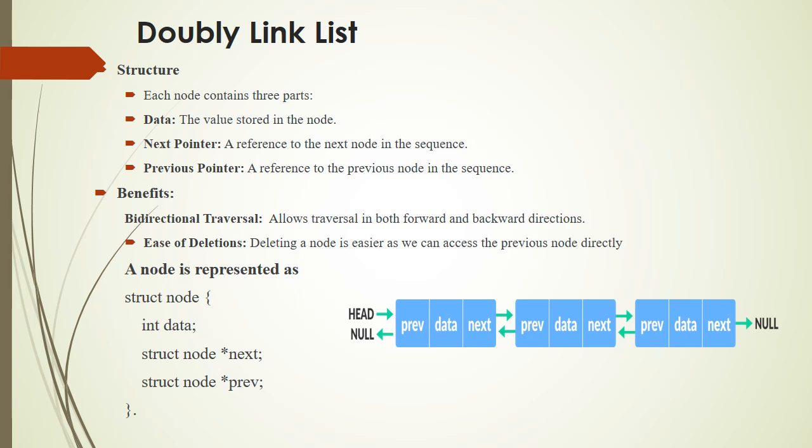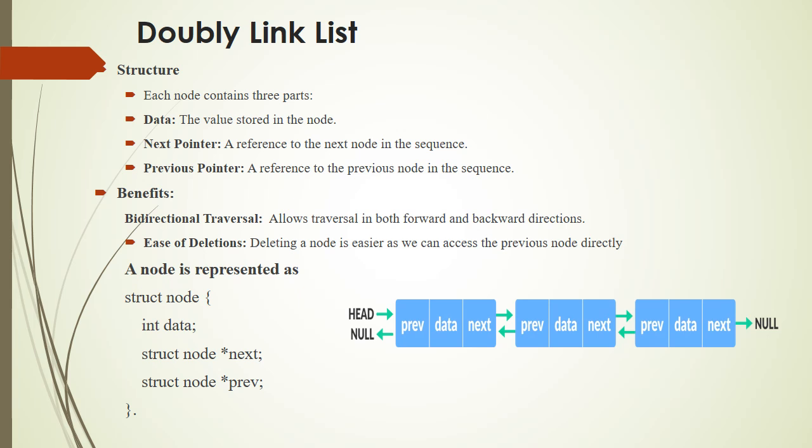Let's understand about doubly linked list. A doubly linked list is an extension of the singly linked list where each node contains an additional pointer which points to the previous node. Thus, each node in a doubly linked list has 3 parts: the data part, the next part and the previous pointer. In a singly linked list, there are only 2 parts. We already know the data part and next part.